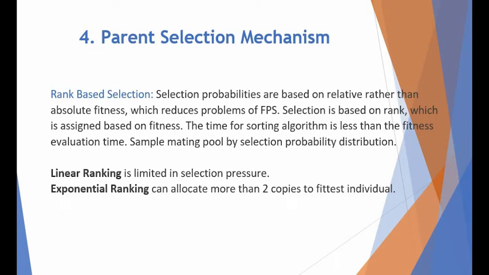Rank based selection. Selection probabilities are based on relative rather than absolute fitness, which reduces the problems of FPS. Selection is based on rank, which is assigned based on fitness. The time for the sorting algorithm is less than the fitness evaluation time. Sample the mating pool by the selection probability distribution. There are linear ranking and exponential ranking. Linear ranking is limited in selection pressure, and exponential ranking can allocate more than 2 copies to the fittest individuals.